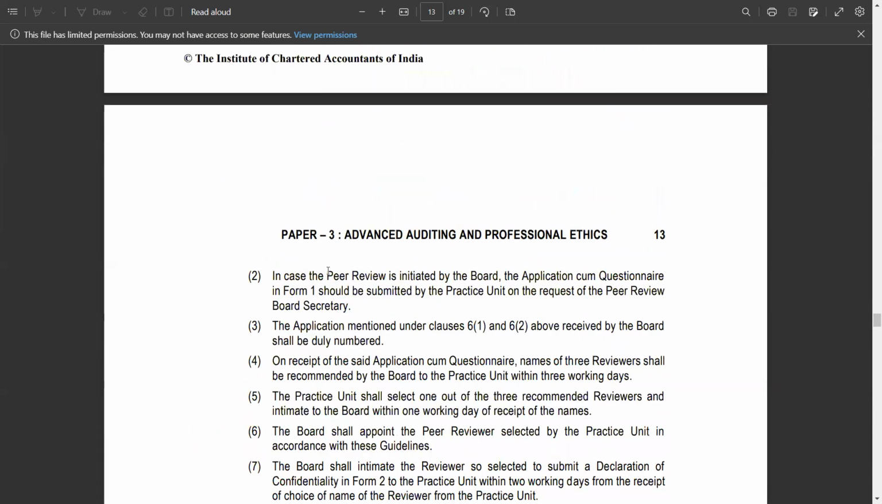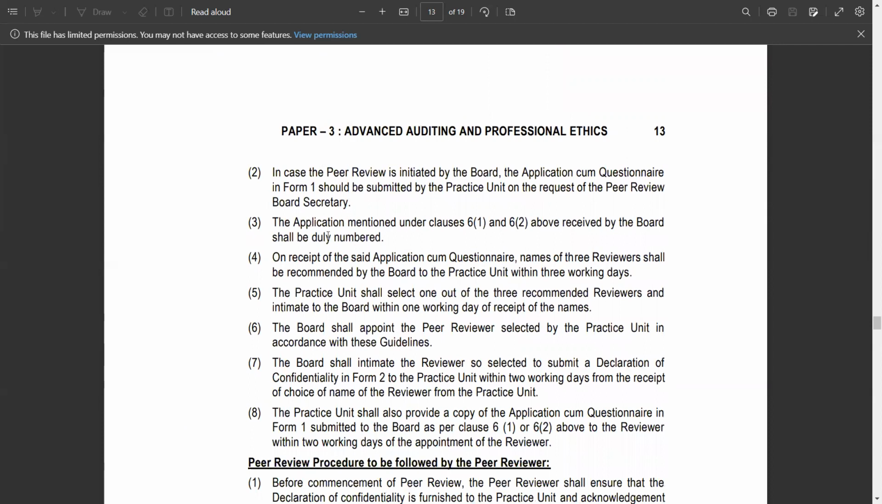But if the peer review is initiated by the board, the application is still to be filed by the practicing unit, but only on the request of the peer review board secretary. Then the applications mentioned in clauses 6 and 2 that have been received by the board are to be duly numbered. Okay, this is something extra.